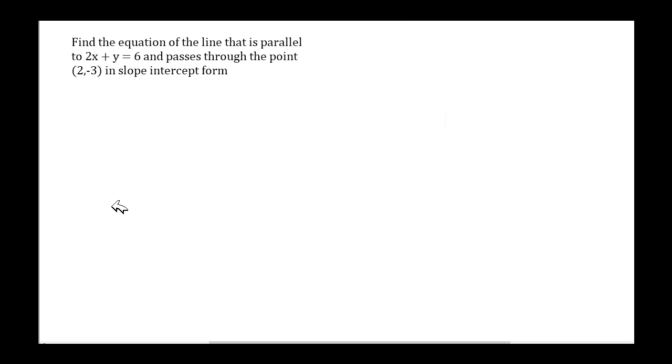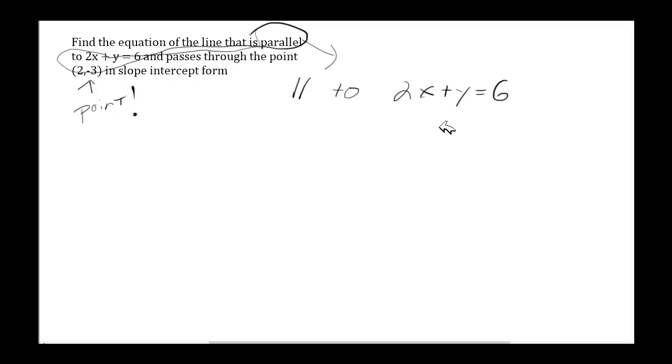Okay, so find the equation of line that is parallel to 2x plus y equals 6 and passes through the point 2, minus 3 in slope-intercept form. Alright, so here we've got a point already. We're already set, we have a point. And now I'm going to take this information right here to give me the slope. So I want something that's parallel to 2x plus y equals 6. That's the goal. So the first thing is I need the slope out of this line. The easiest way to do that is to put this line into slope-intercept form.